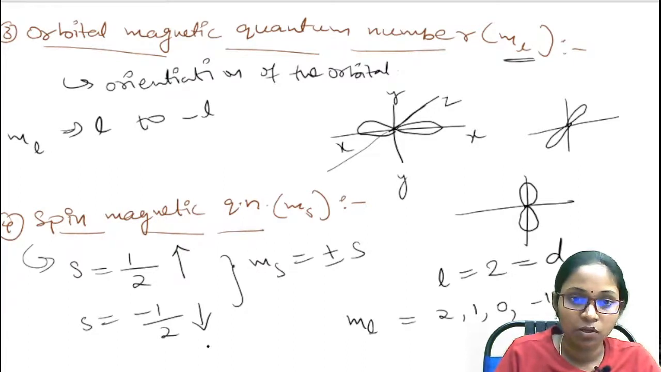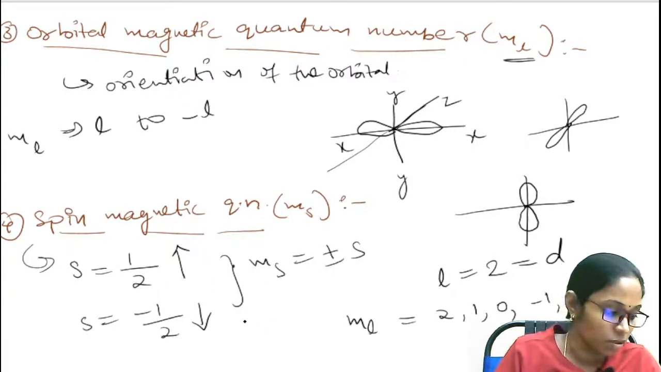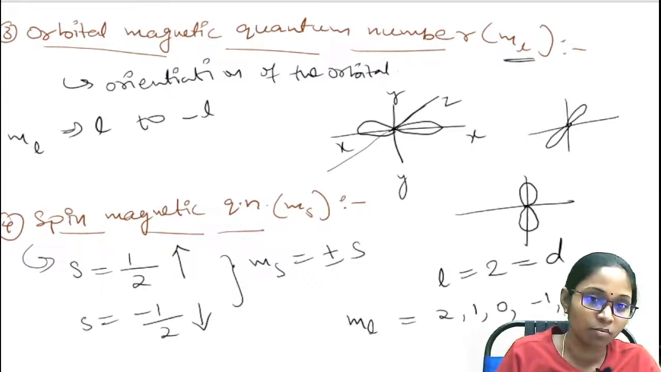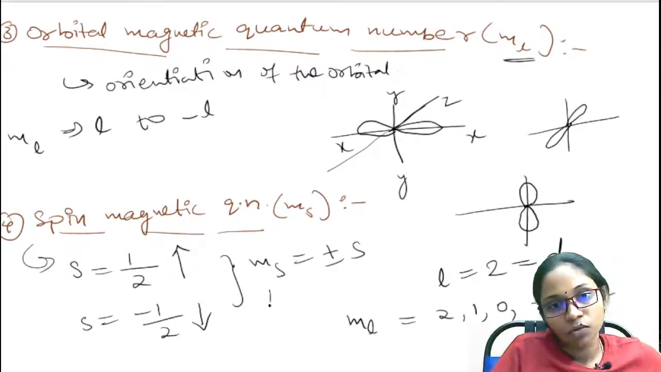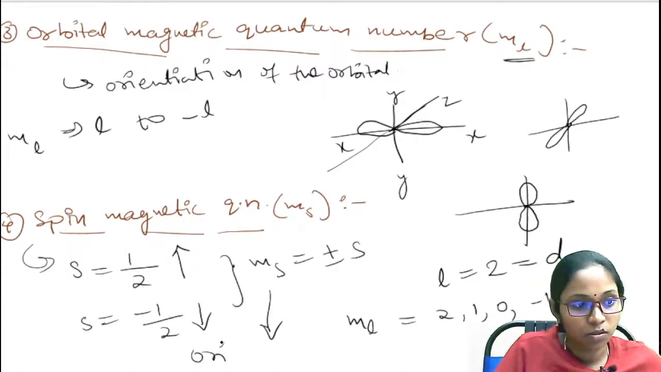Okay, electron spin downward direction ఉంటే minus తీసుకుంటాం, and upward direction ఉంటే plus sign తీసుకుంటాం. This is about spin quantum number. Spin quantum number gives us the orientation of the electron.